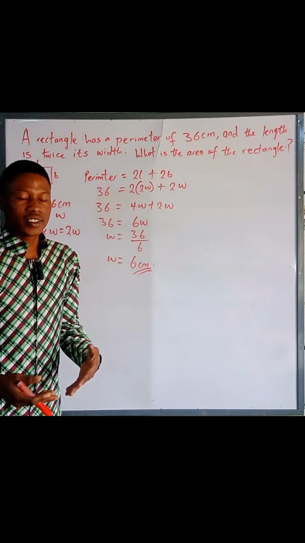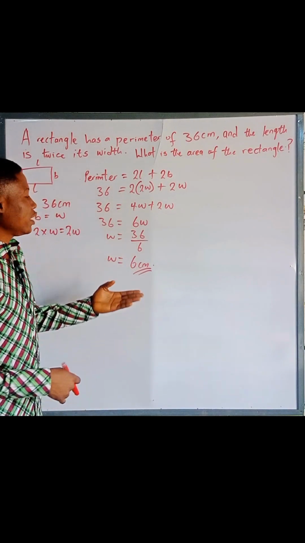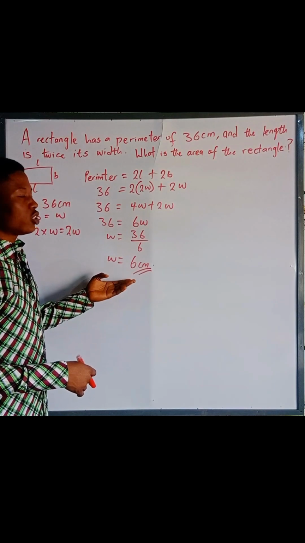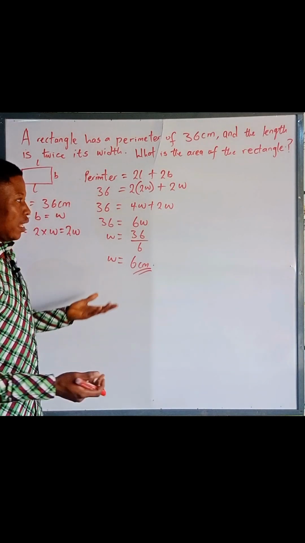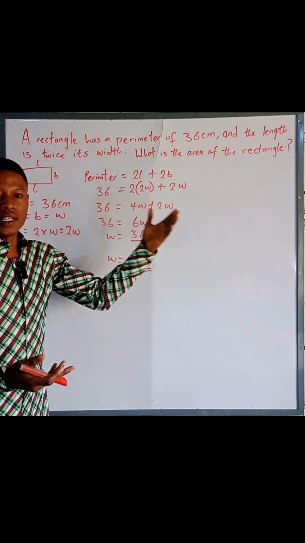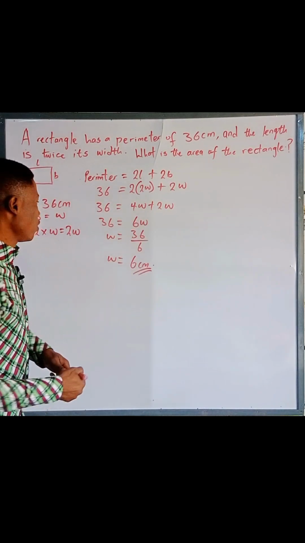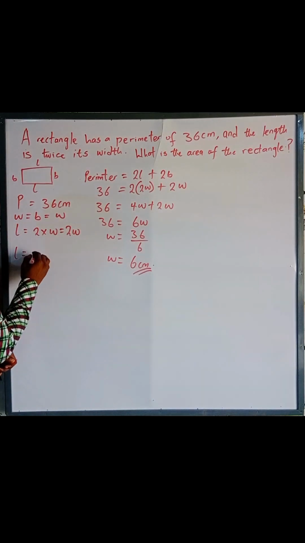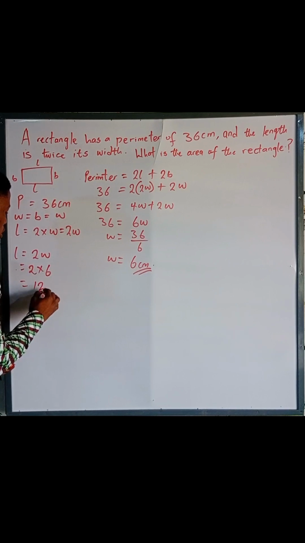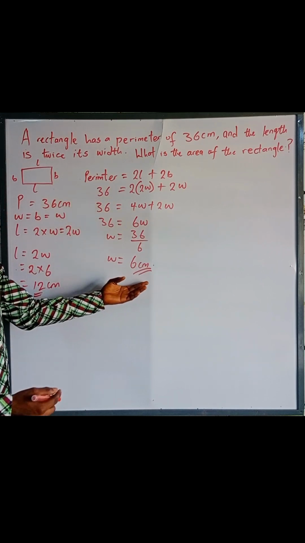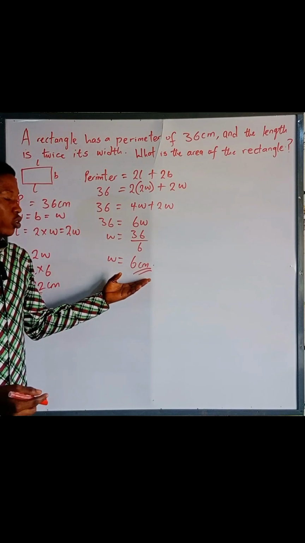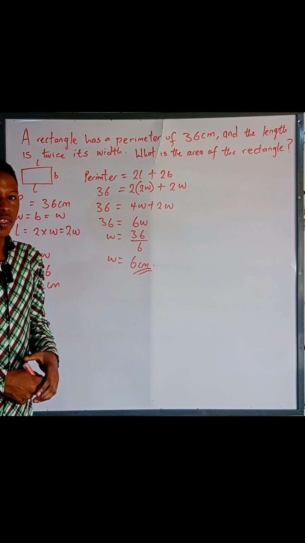Now that we've gotten the width, we can use this width to look for our length, because they said the length is twice the width, which means our L now will become 2W, which is 2 multiplied by 6, and that is 12. So the length is 12 centimeter and the breadth, which is also the width, is 6 centimeter.